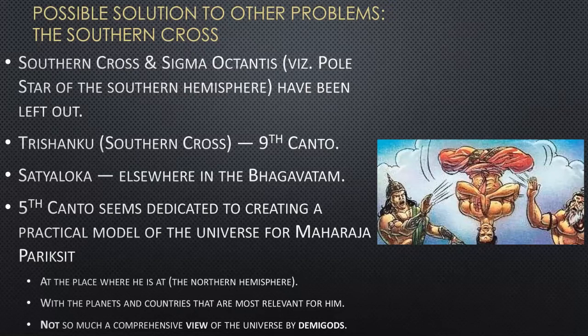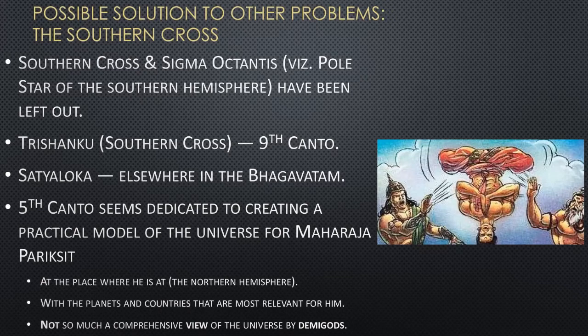So what we are proposing here is that the 5th canto seems to be dedicated to creating a practical model of the universe for Maharaj Parikshit. This is a model that is at the place where he is, which is the northern hemisphere. That's why Shukadeva Goswami used the pole star with the planets and countries that are most relevant for him. So that's why emphasis was given on Jambudvip and not on the other planets and other varshas. Because of that, it's not so much a comprehensive view of the entire universe by the demigods, but something very practical for Maharaj Parikshit.